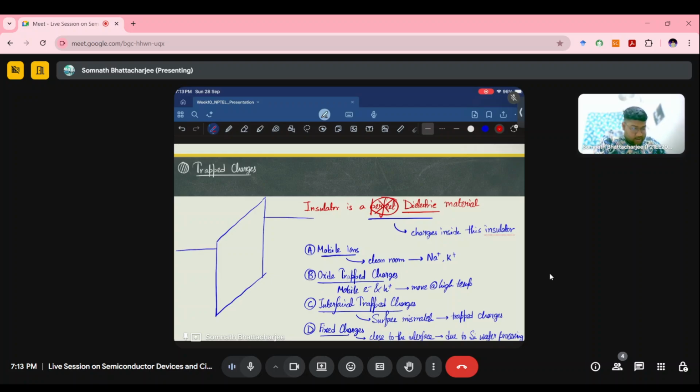And a specific thing to know is that the interface trap charges change the interface capacitance, and based on that we can say that the SS increases. And what do we mean by SS increase? It means the device gets slow, that is, it slows down the MOSFET. So the device will turn on slow and turn off slow as well.